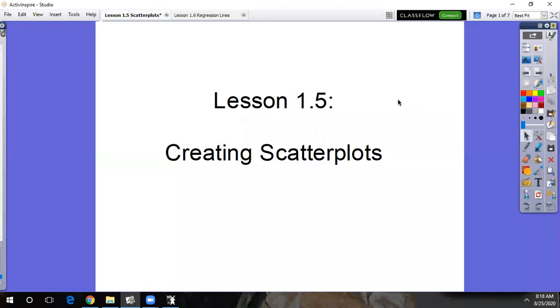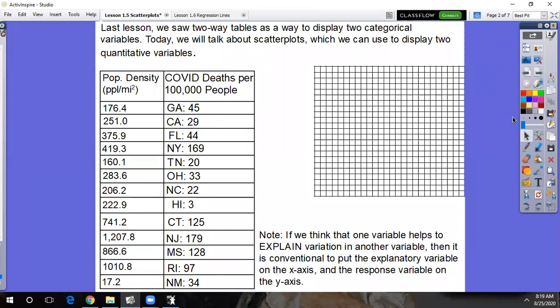And today we are looking at lesson 1.5, creating scatterplots. So let's get cooking. Last time we looked at two-way tables, and two-way tables were a good way to show two categorical variables. Today we're going to talk about scatterplots, which we're going to use to display two quantitative variables. Over here, I gathered some data about population density of different states and their COVID deaths per 100,000 people. What we're going to do here is determine if one we think explains the other.